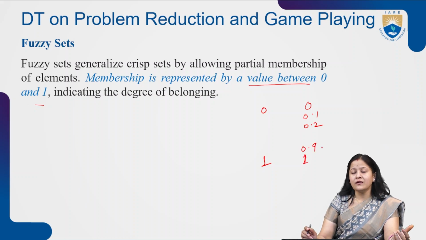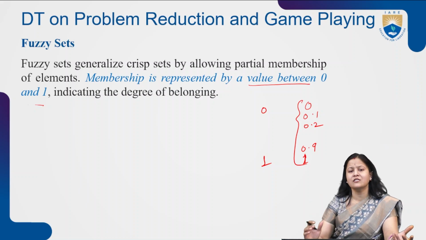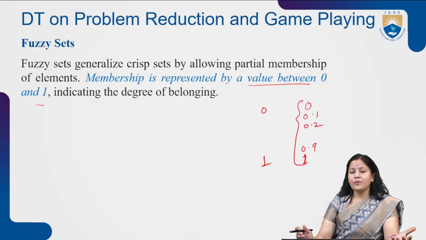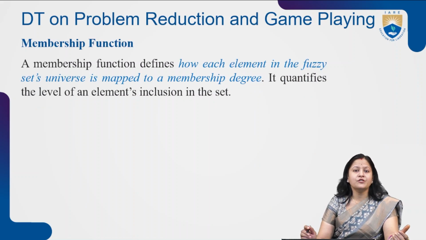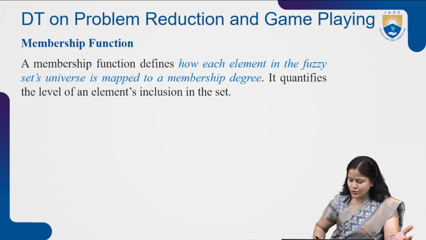So these values are called the degree of truthness, and they are represented using some membership function. Different types of membership functions are there in fuzzy logic. Already I have discussed them in my theory videos. You can watch my previous videos on the trapezoidal membership function, triangular membership function, or sigmoid membership function. Using different types of membership function depending on the situation, the degree of truthness can be assigned between 0 to 1. The next terminology is membership function. A membership function defines how each element in the fuzzy set's universe is mapped to a membership degree. It quantifies the level of an element's inclusion in the set. Just now I discussed, this is a function based upon the degree of truthness. The value can be assigned between 0 to 1.